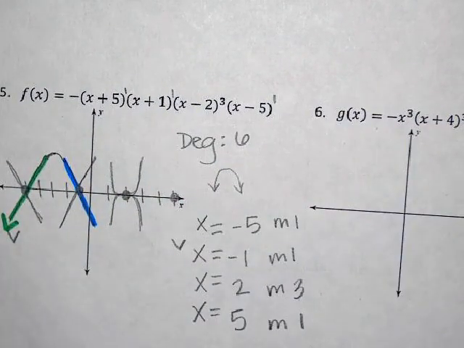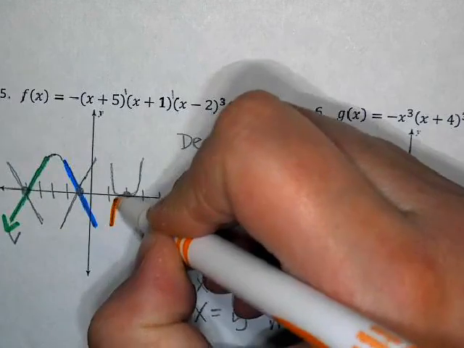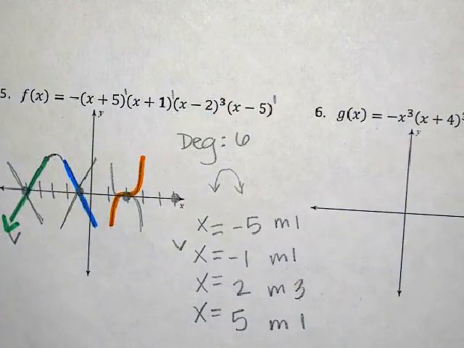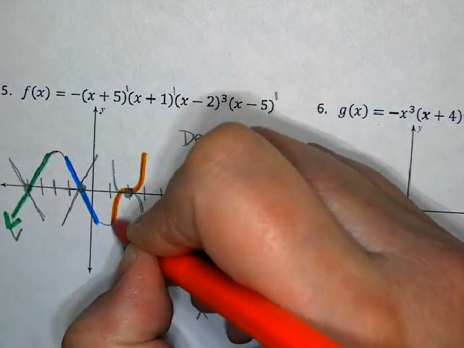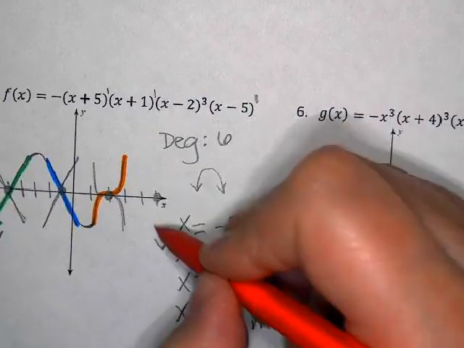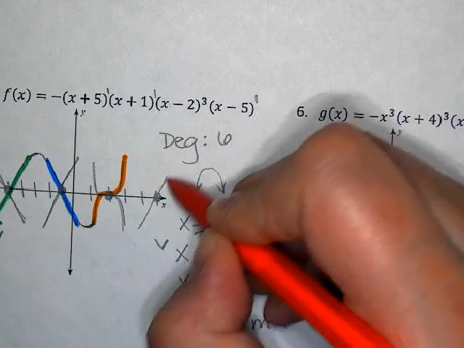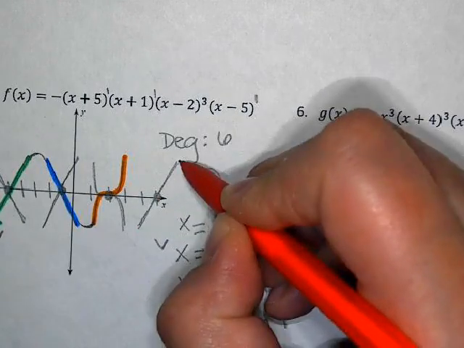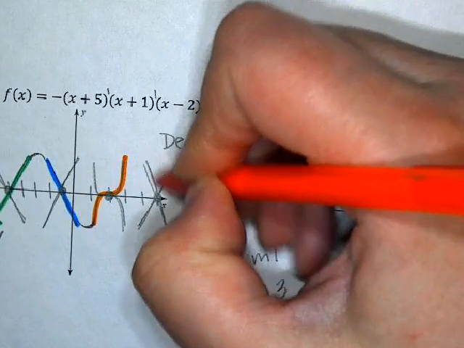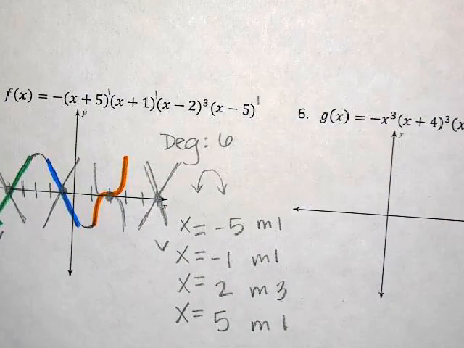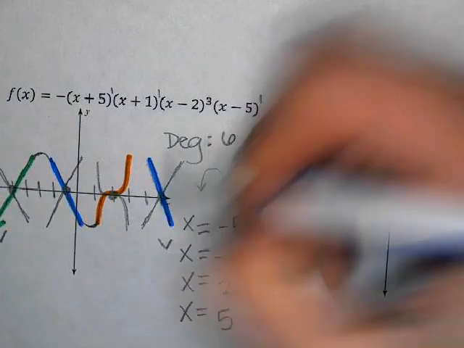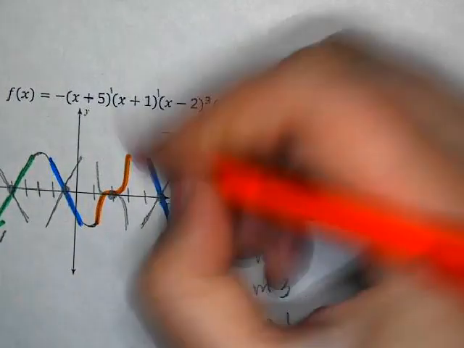And then our last one is another multiplicity of 1. So we got two options. We can slant like this, or we can slant like this. The second one. Okay. And that was perfect. That was exactly how it should be. Okay, so I'll erase all the extras.